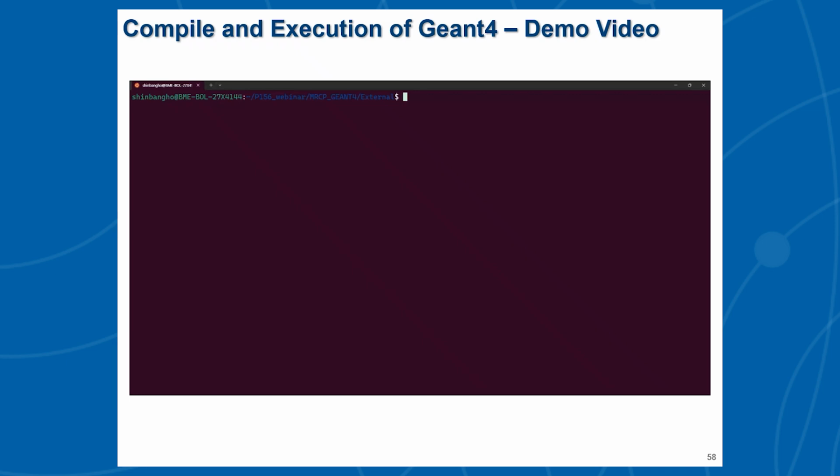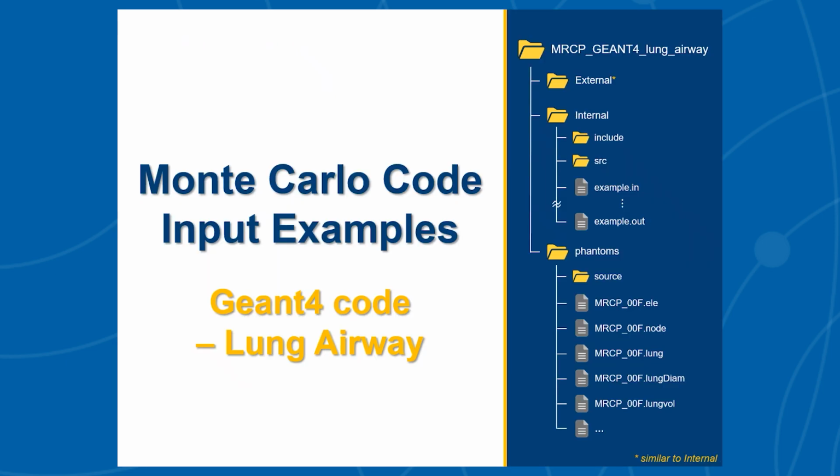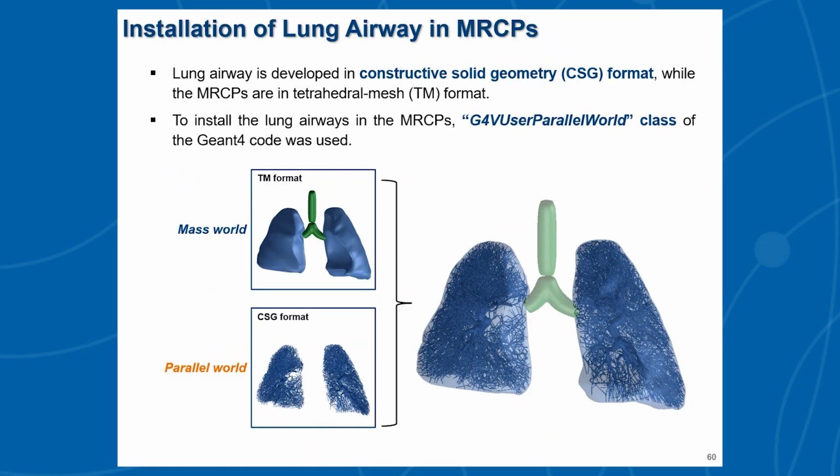The final example is JANT4 lung airways. The lung airways were developed for the purpose of internal dosimetry. Lung airways from generation 2 to 15 were developed in constructed solid geometry format. Due to the differences in the geometry between the CSG and the tetrahedral mesh geometry, the airways cannot be directly defined in one phantom file.